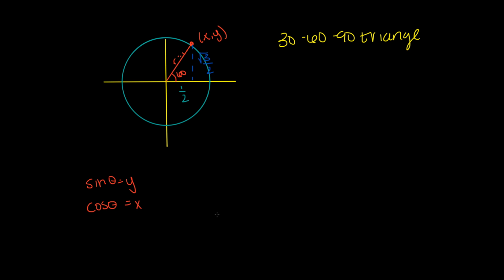Therefore, we can conclude that the sine of 60 degrees is going to equal the opposite side here, or the y value, square root of 3 over 2, and the cosine of 60 degrees is going to equal 1/2.